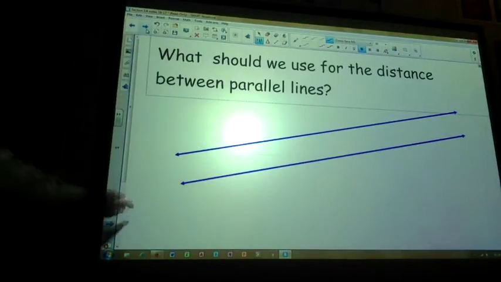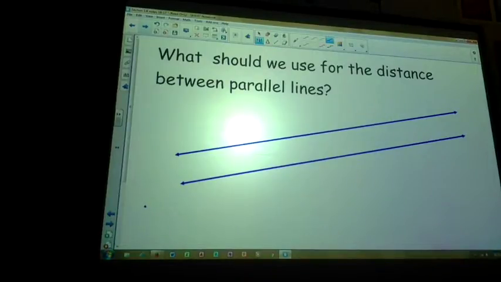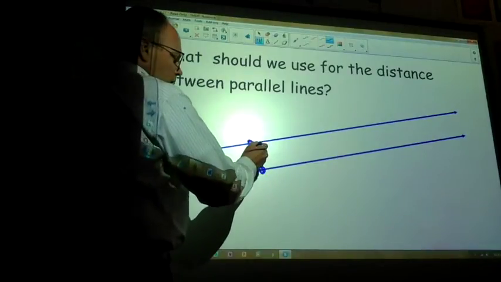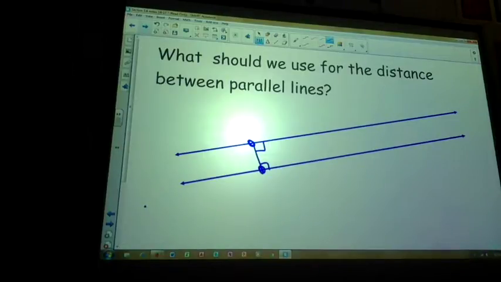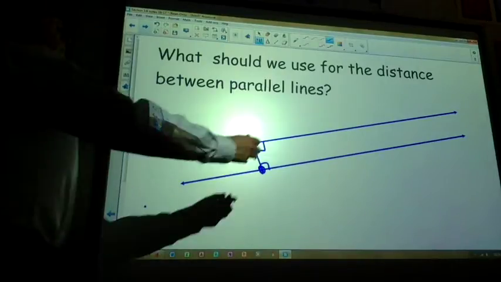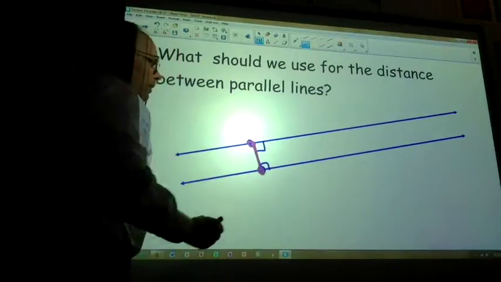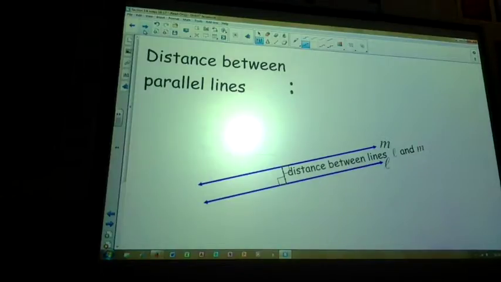All right, just kidding. What should we use for the distance between parallel lines? So really what we should use is some sort of perpendicular to those lines. The two perpendiculars would be the shortest distance. That's the shortest distance between those lines as long as they're perpendicular. Okay? Distance between parallel lines. Woo, look at that.